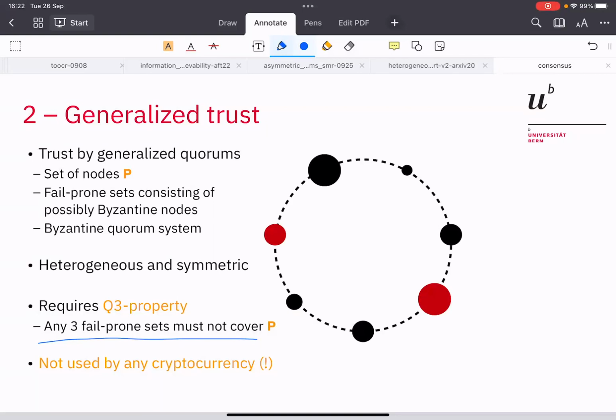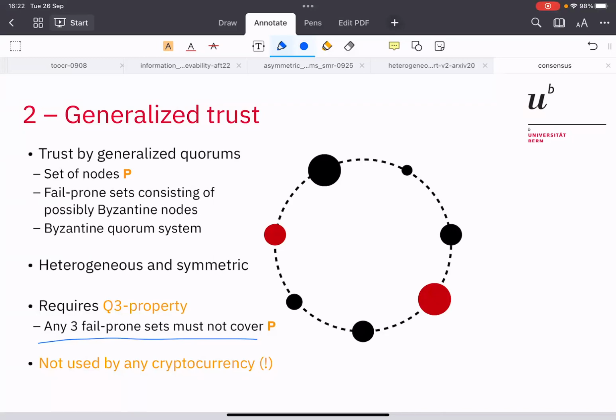And we defined a set of possible faulty nodes, and no three of those possibly faulty node sets must cover the space of our whole system. That's this generalization of the n > 3f condition. This model is actually not used by any blockchain.